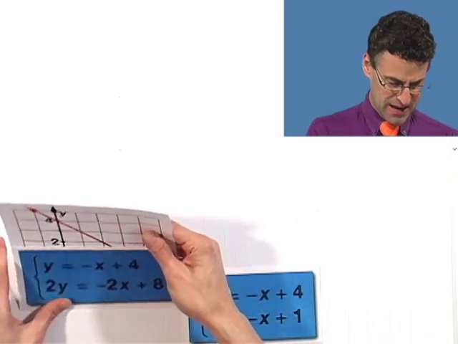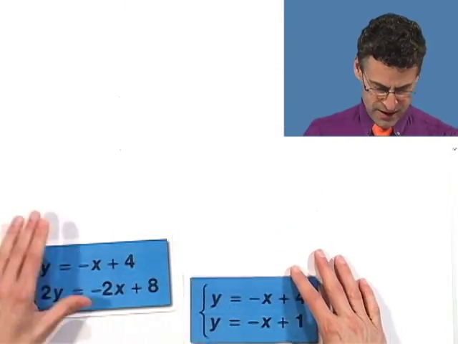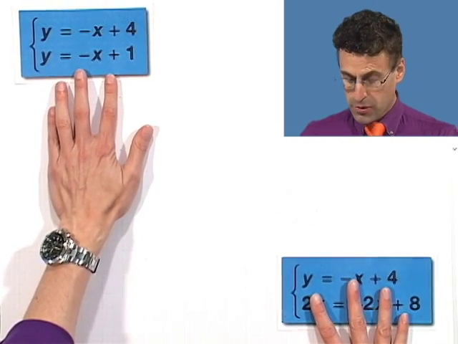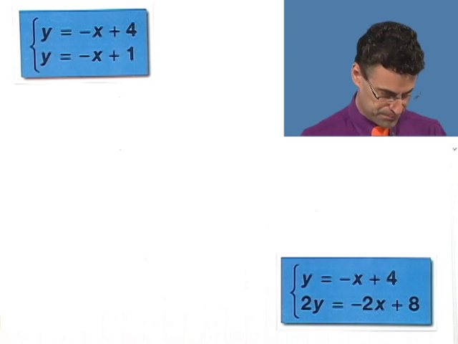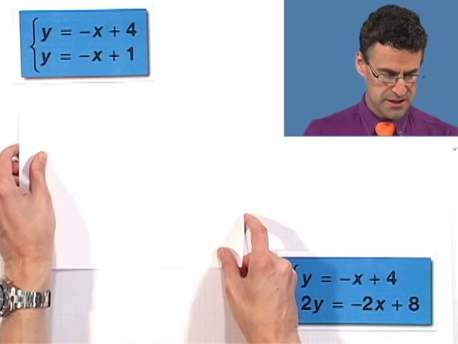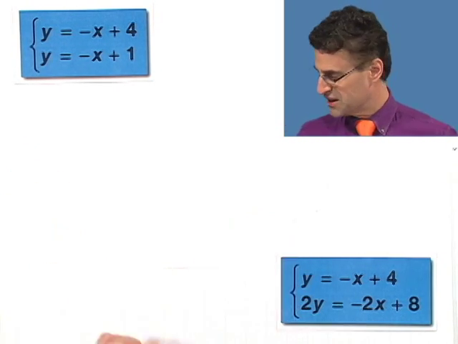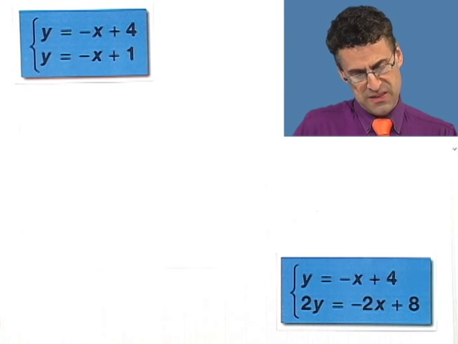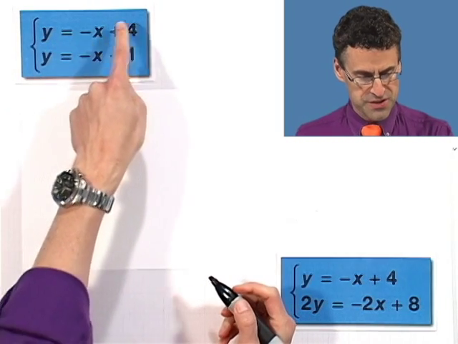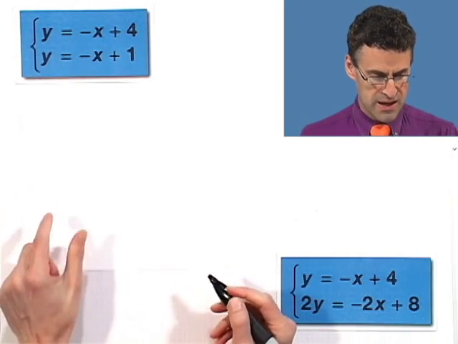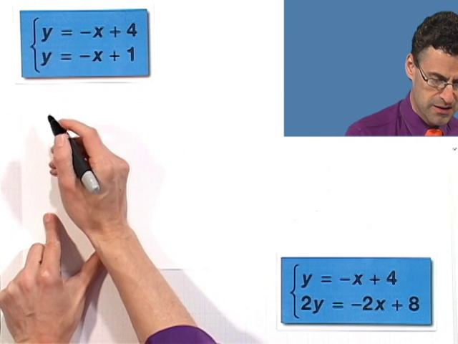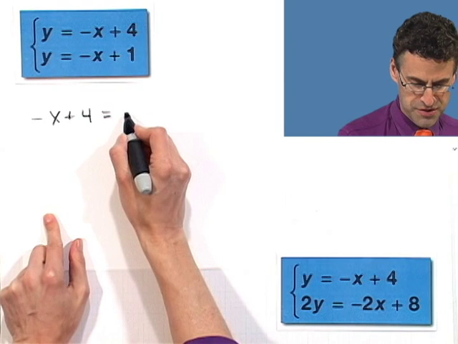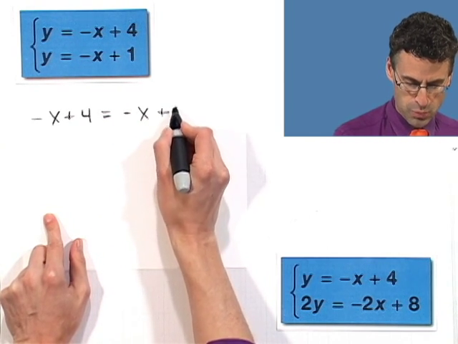And let's actually verify for ourselves what we observed visually through a little bit of algebra. So if we take this system and now try to solve it using elimination, what do we see? Well, let's eliminate the variable y. To eliminate the variable y, since y equals this, I can plug that in for the y here. So substituting this into here, I see negative x plus 4 equals negative x plus 1.